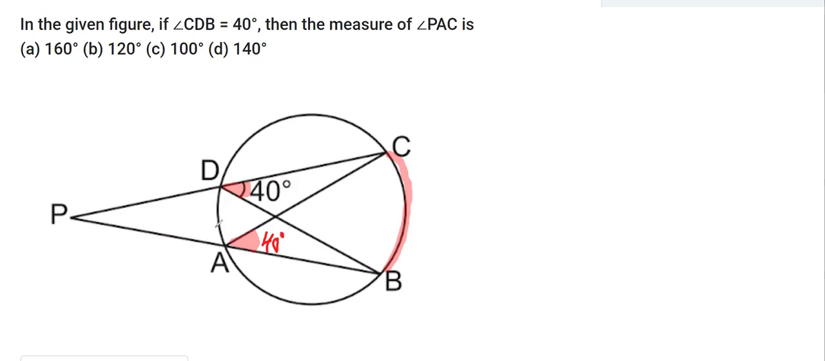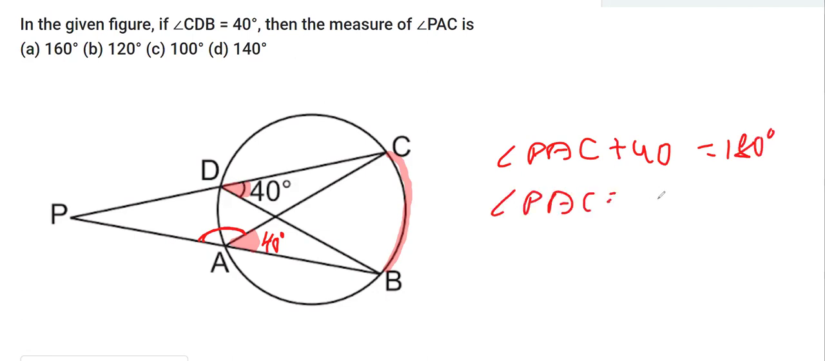Now what we have to find out is the value of angle PAC. Clearly, it's forming a linear pair. So PAC plus 40 is equal to 180 degrees. So angle PAC will be 180 minus 40, that is 140 degrees. So this is the correct answer.